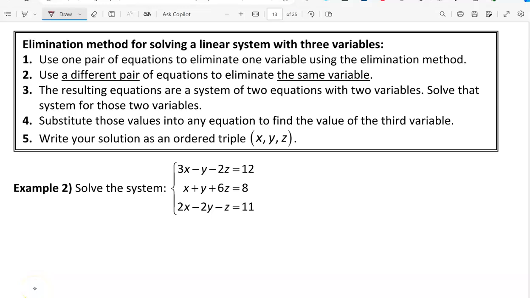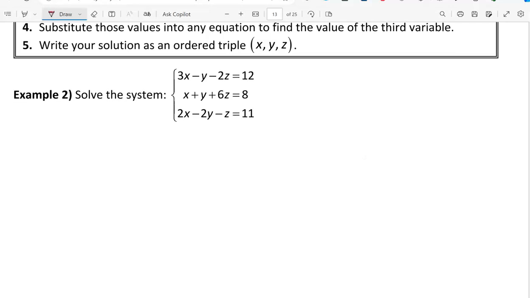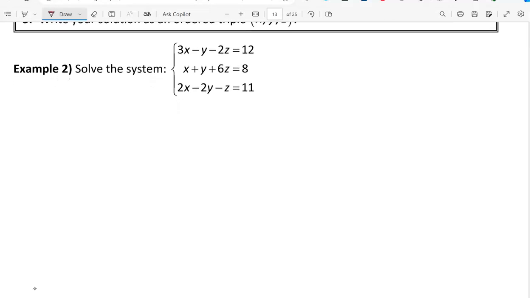When we want to solve a system that's not quite as straightforward as the previous examples, we need to follow a really specific method to solve a system with three variables. The first step is we're going to use a pair of equations and eliminate one variable using the elimination method. And then after that, we're going to use a different pair of equations, but we're going to eliminate the same variable. Let's do that much so far in example 2.